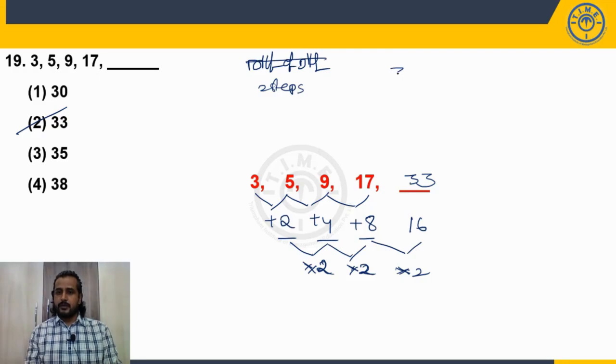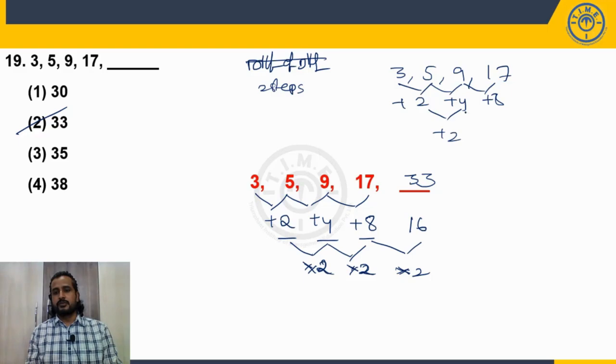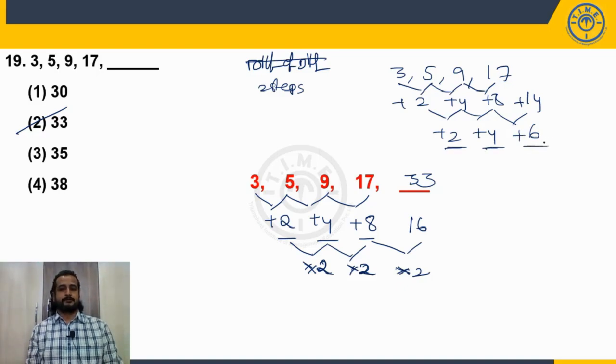Okay. The same question we can do it in another way. Let's see. 3, 5, 9, 17. It is plus 2. It is plus 4. And it is plus 8. Again check the difference of the difference. Plus 2, plus 4. So what should be next? Plus 6. So 8 plus 6, 14. Plus 2, plus 4, consecutive numbers, so 2, 4, 6. So if I do 2, 4, 6, 8 plus 6, 14. So 17 plus 14, 31 is my answer. Is it available in the choices?